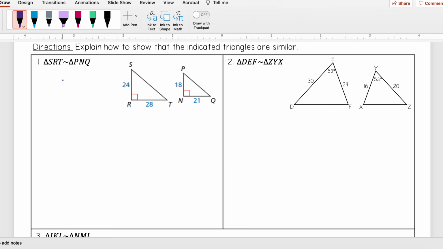So for this first one, I want to explain how to show that triangle SRT is similar to triangle PNQ. So I know I need a congruent angle, and then I need the two sides on either side of that angle proportional. So right off, I see that angle R is congruent to angle N, and that's because they're both right angles. So I can say that angle R is congruent to angle N by right angle congruence theorem.